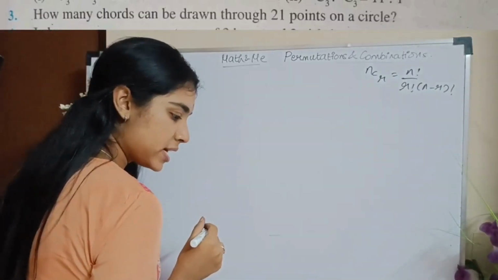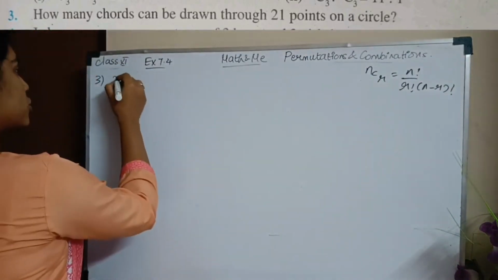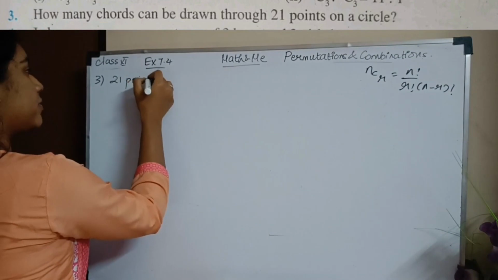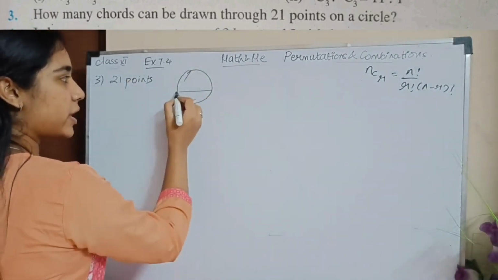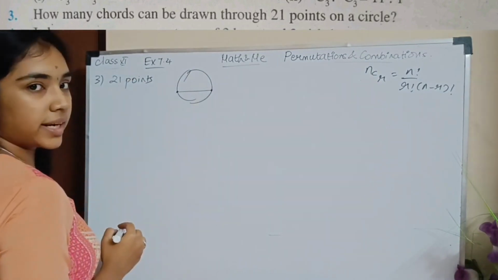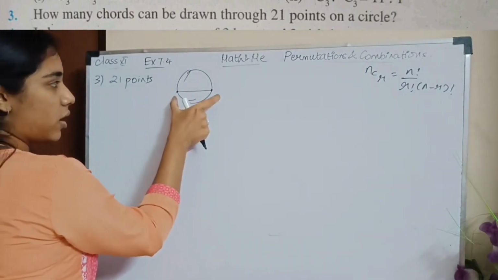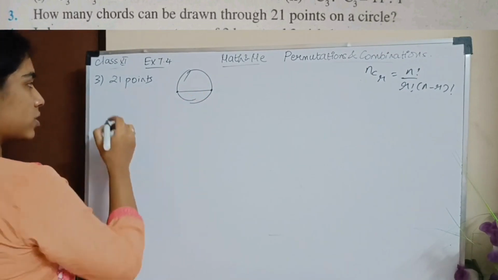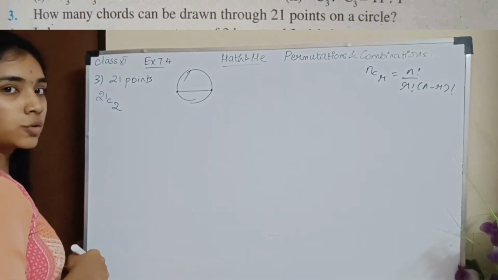Question number 3. How many chords can be drawn through 21 points on a circle? So in total I have 21 points. To draw a chord, how many points do I need? 1, 2, correct? So I need 2 points to draw a chord. So I can choose 2 points out of the 21 to draw the chord.